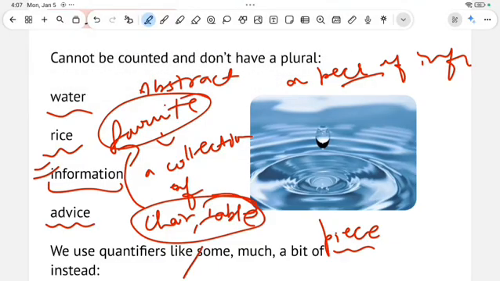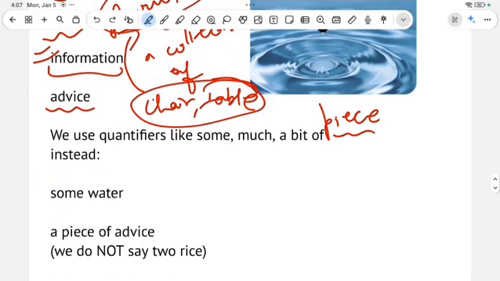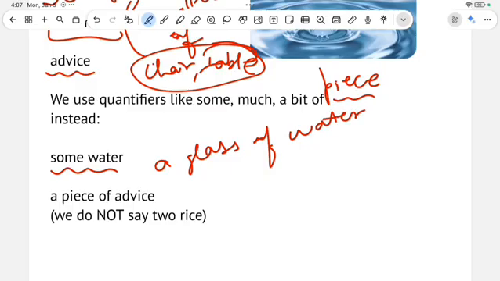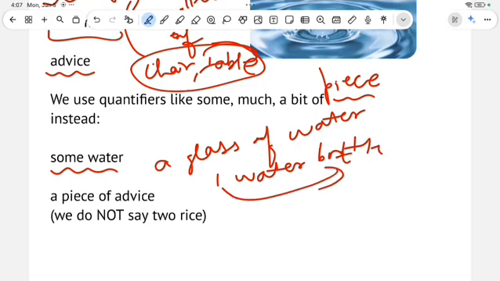Okay, now if we talk about more, we use quantifiers like some, much, a bit of instead. Like I have shared earlier as well. Here it is, some water. I need some water. I need a glass of water. Here you can add, I need one water bottle. Like this you can add, because you are referring to a glass or you are referring to a bottle which is countable.